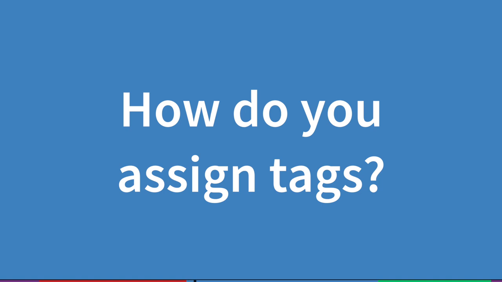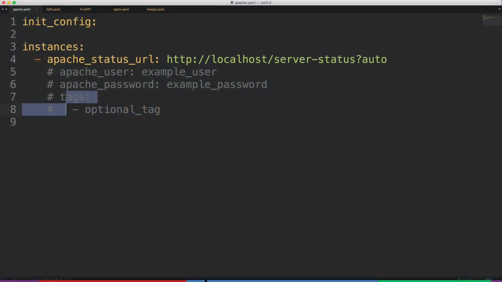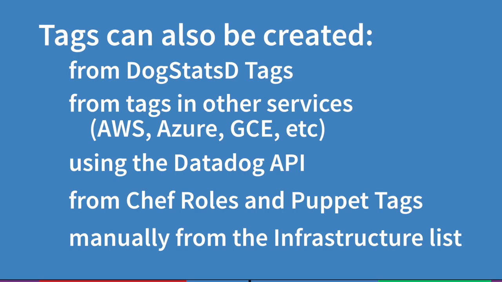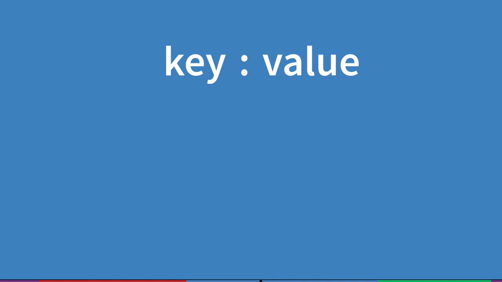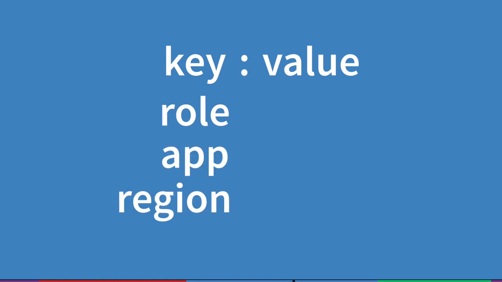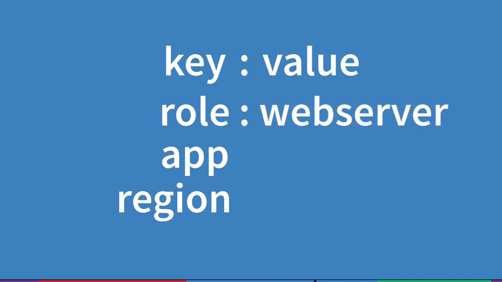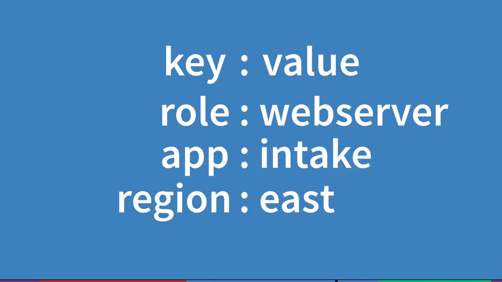Okay, so how do you assign tags? Tags are assigned in the configuration file for each agent and integration. When you look in the file, just look for the word tag and fill in what you want. Tags in Datadog are ideally key value pairs, so keep that in mind when you assign them. Some examples of keys could be role or app or region. Then the key value pairs could be role:database, role:web server, region:west or region:east, or maybe app:intake or app:front end.